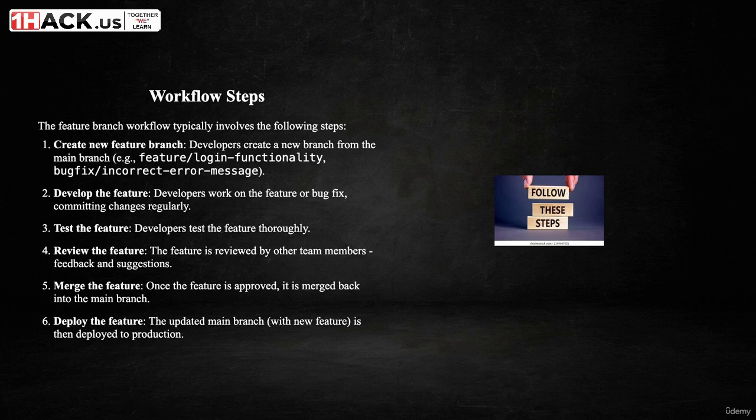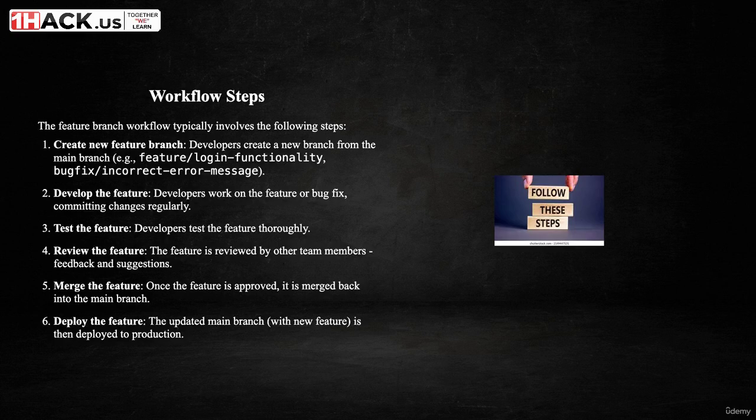2. Develop the feature. Developers then work on the feature or bug fix in their respective feature branches, committing changes regularly. This allows them to experiment, test, and refine their work without affecting the main codebase. 3. Test the feature. Once the development is complete, developers thoroughly test the feature to ensure it meets the requirements and doesn't introduce any regressions or unintended consequences.